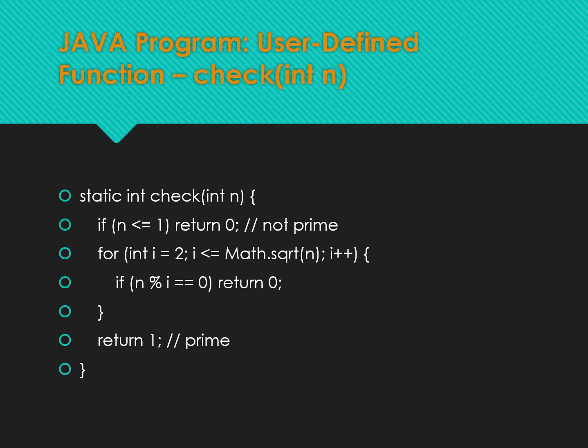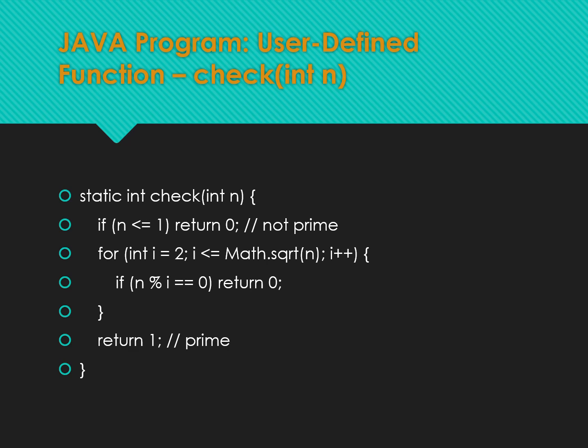This slide focuses on the user-defined function named check, which is responsible for determining if a number is prime. The function is declared as static int check(int n). Let's break that down. Static means this method belongs to the class, not to any object. In Java, the main method is static, so to call check directly from main, it also needs to be static. This avoids the need to create an object of the class to access it. Int is the return type of the function. It returns 1 if the number is prime, and 0 if it's not. check(int n) means the function accepts an integer input n.